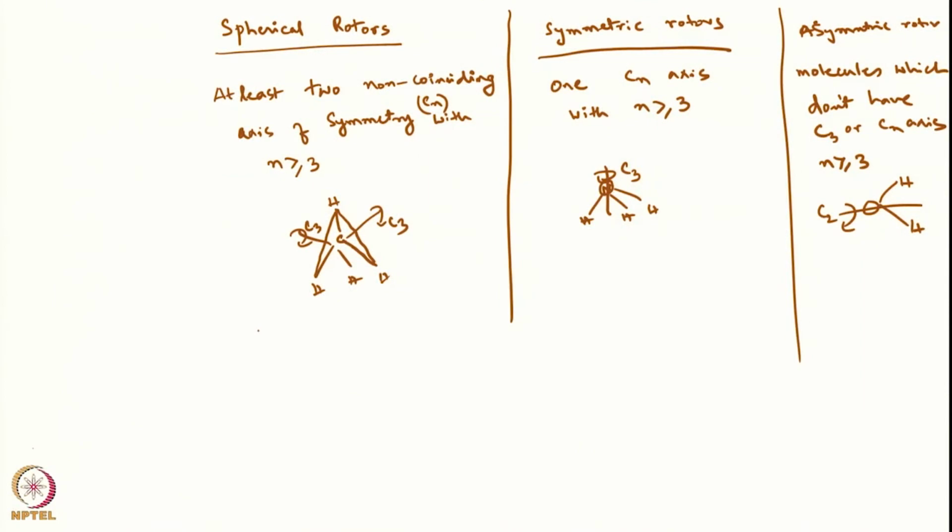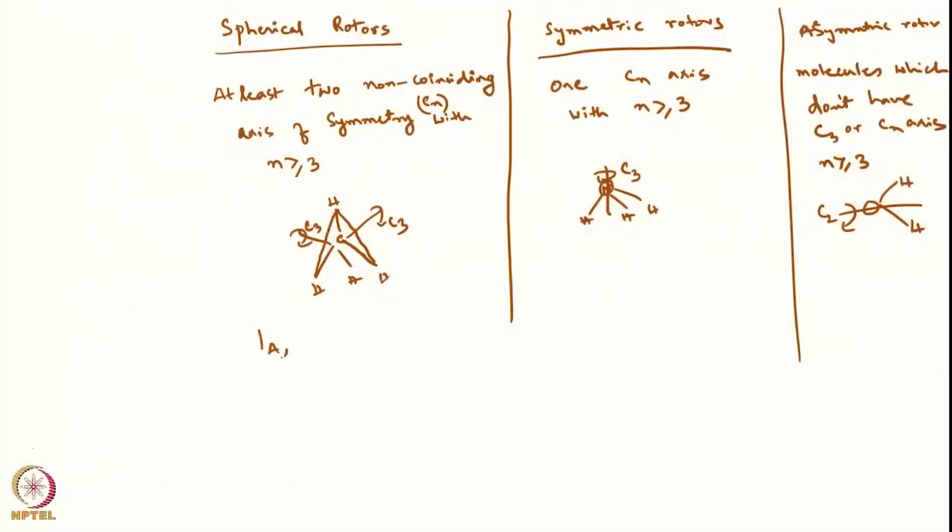Now, if you take a spherical rotor, it has three axes A, B, C and there is a moment of inertia along each of them. So, then you will have IA, IB and IC. And since it is a spherical distribution, you will see that IA must be equal to IB must be equal to IC. That means the moments of inertia are basically distributed similarly along all the three axes.